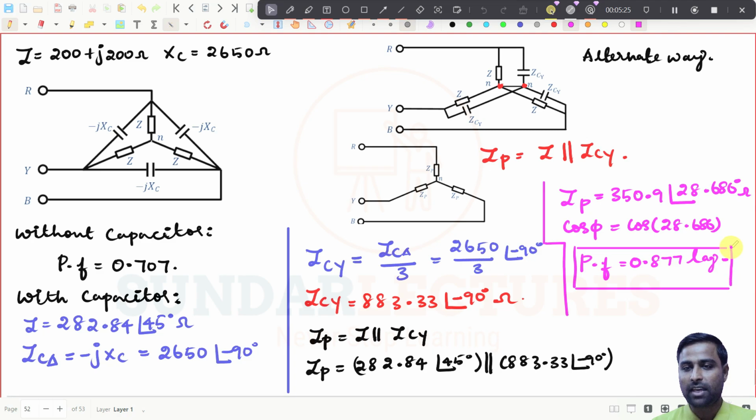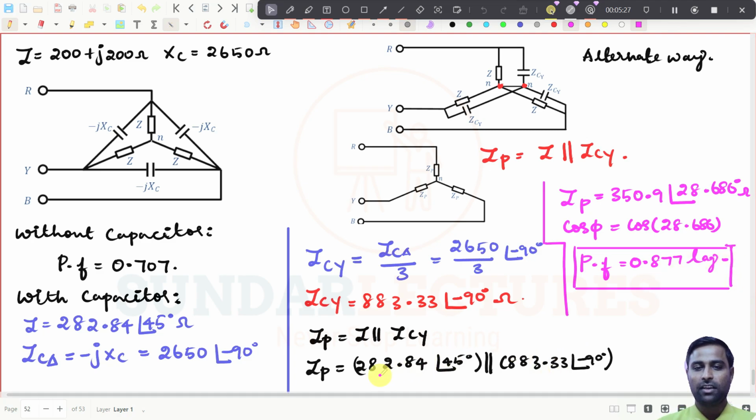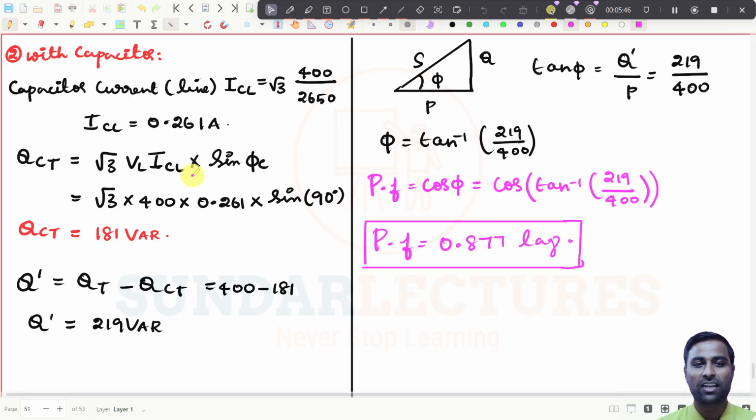See, try to understand certain things very clearly. Whatever angle you get in the impedance of a circuit, that angle will be the power factor angle. That is what I have already told you, right? Now this is the power factor angle. See, without the capacitor it is 0.707, and with the capacitor it is 0.877, right? That is what we have got in the previous problem.